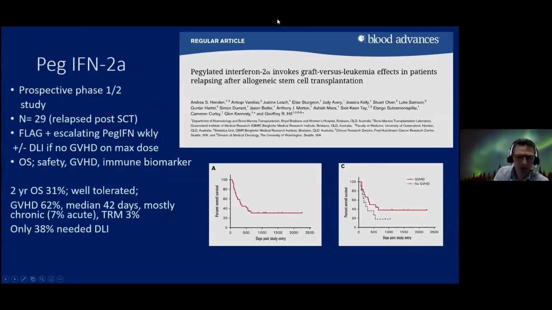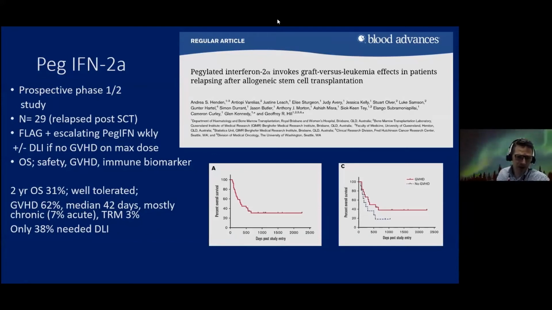So with this in mind, we set about to find a more novel way of approaching the treatment of relapse in patients post-allogeneic transplant. We designed and ran a prospective phase 1 and 2 study, which recruited patients with all hematological malignancies relapsing post-transplant. The vast majority did have acute leukemia, but potentially 20 to 30% had either lymphoproliferative disorders or myelodysplastic disorders. And patients were taken off their immune suppression.